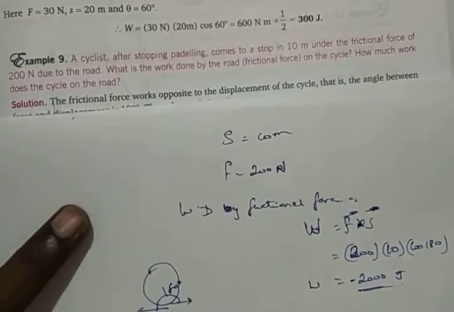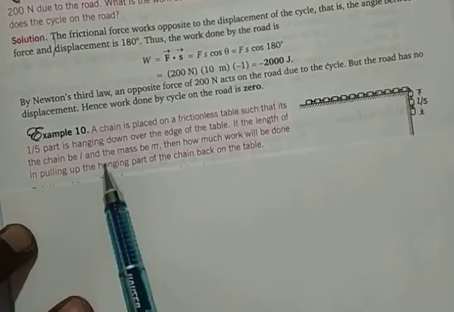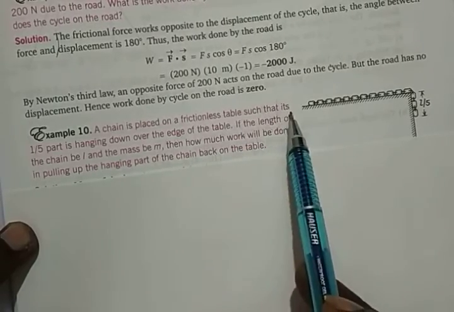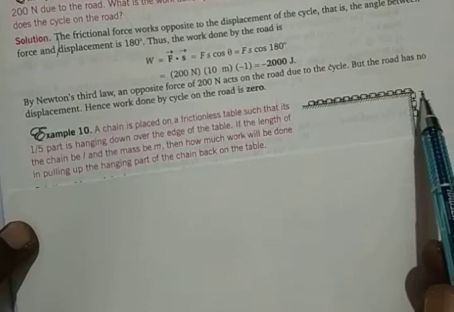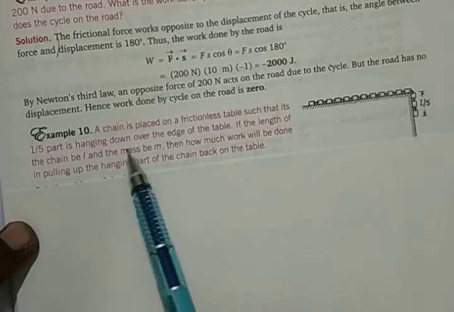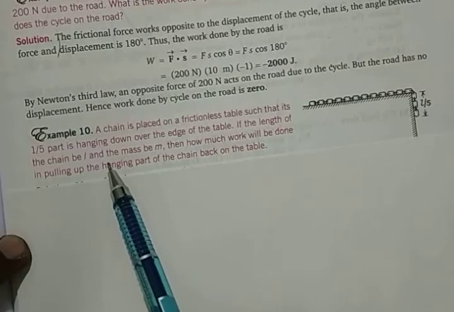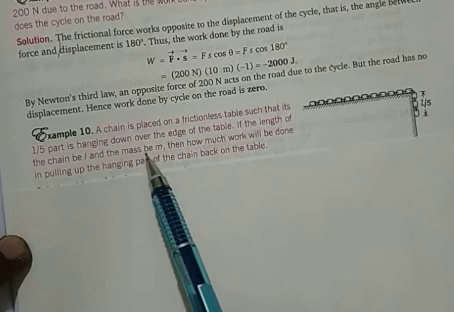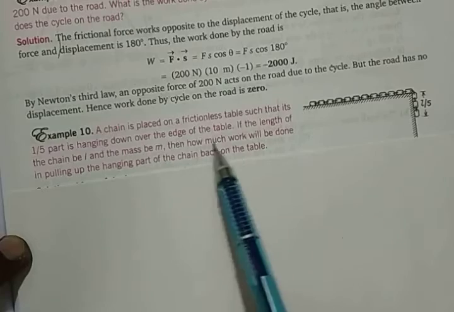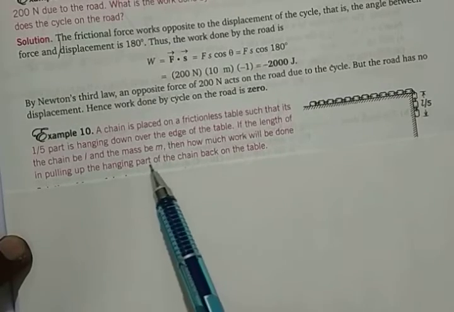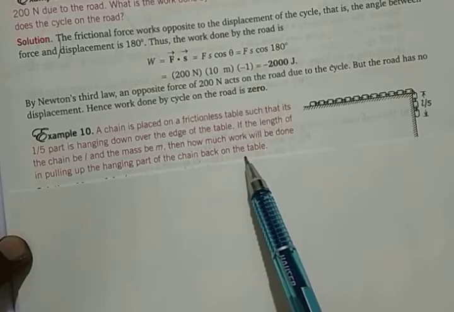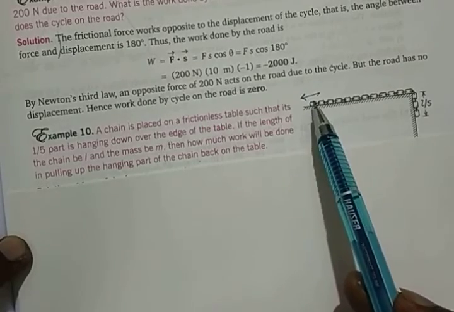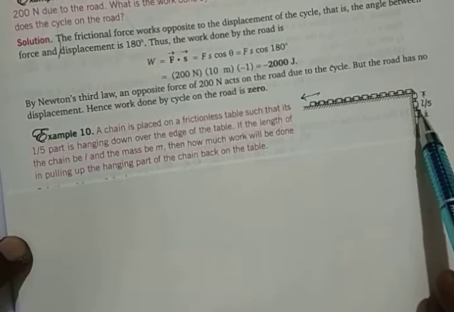Let us go to the next question now. Yeah, this will be the last question for today. A chain is placed on a frictionless table such that 1/5 of it is hanging down over the edge of the table. If the length of the chain is L and mass is M, how much work will be done in pulling up the hanging part of the chain back on the table? You are pulling it up so that this hanging part also comes up.